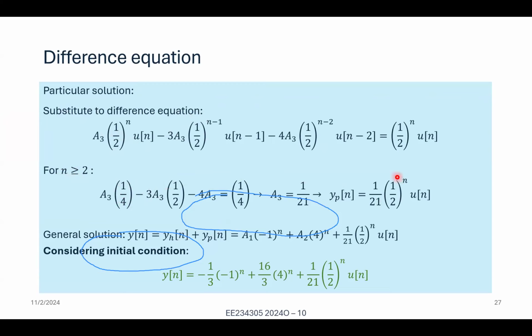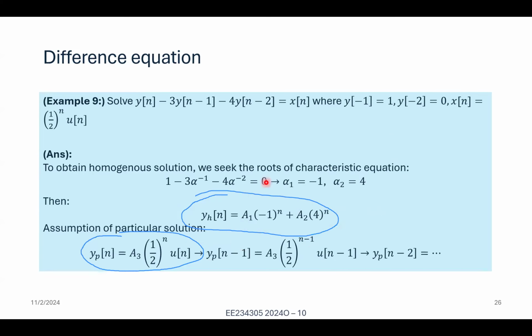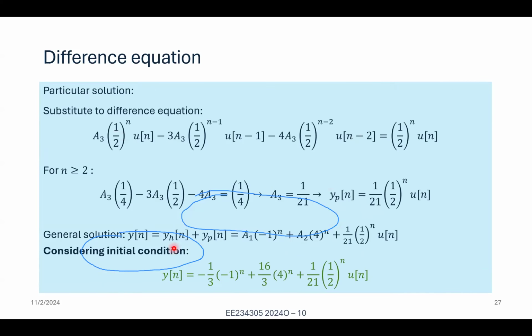This is from substituting the particular solution into the difference equation, and then we obtain the general solution here: a1 times minus 1 to the power of n plus a2 times 4 to the power of n plus 1 over 21 times a half to the power of n, multiplied by un. So if we consider the initial condition where y minus 1 is 1, y minus 2 is 0, we substitute those and we get this equation: yn equals minus 1 third times minus 1 to the power of n plus 16 over 3 times 4 to the power of n plus 1 over 21 times a half to the power of n un.